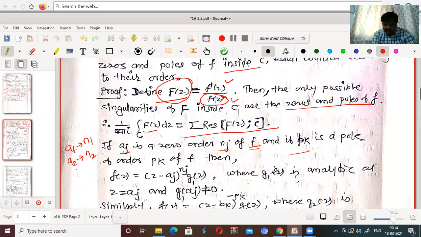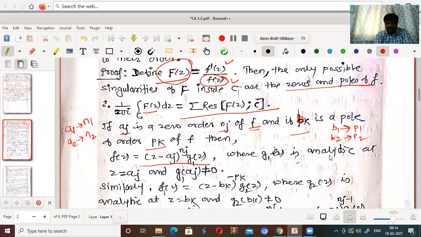Similarly, bk is a pole of order pk of f, that is, b1 is a pole of order p1 of f, b2 is a pole of order p2 of f, and so on. Then f of z is given by (z minus aj) to the power nj into g1 of z, where g1 of z is analytic at z equal to aj and g1 at aj is not equal to 0.